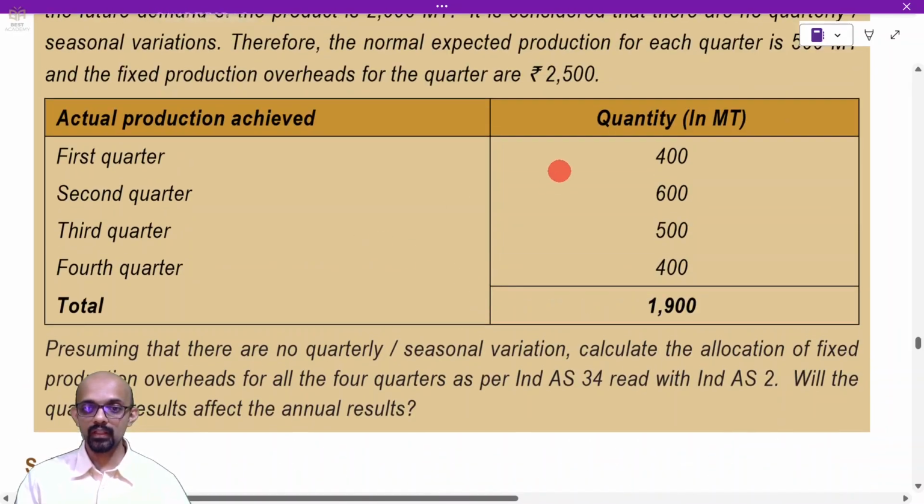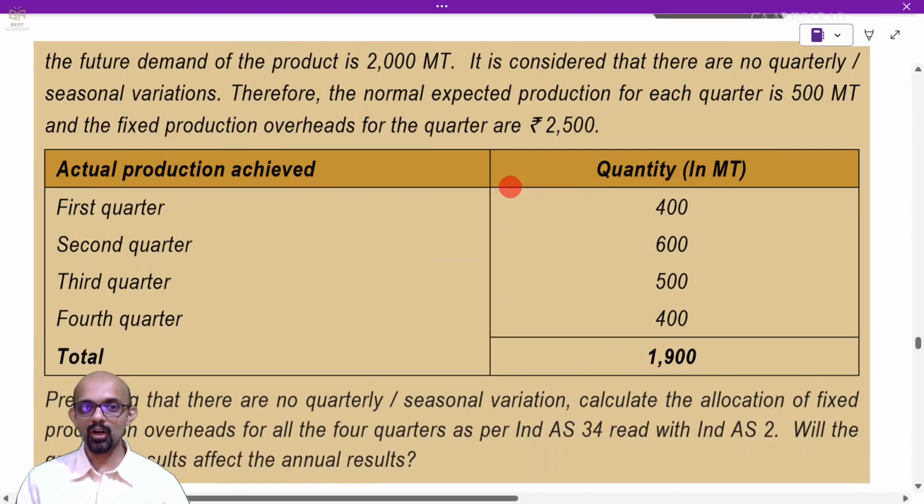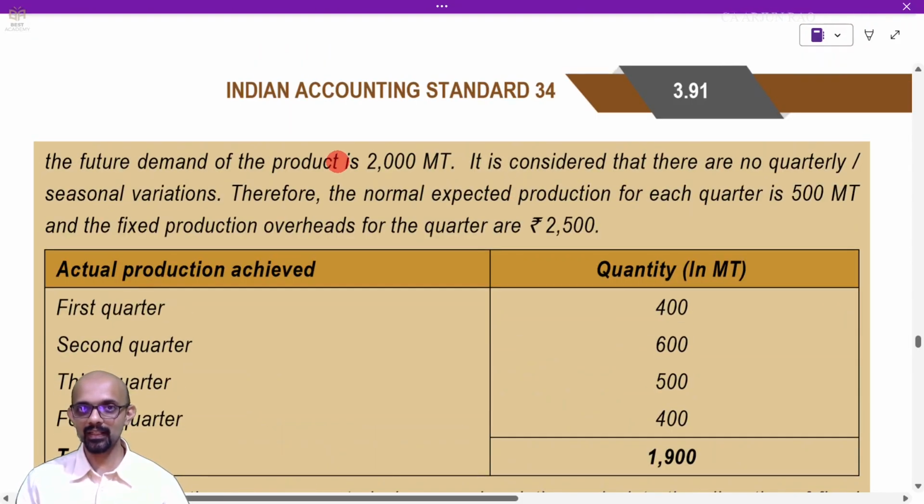Of course, if this data related to years, let's say expected production is 500, first year 400, second year 600, so in the second year actual production is more than normal, then we would have to adjust the absorption rate. But this is not yearly data, this is quarterly data. For the year there is no change. Expected production is 2000 tons only, and normal is also 2000. No change in absorption rate while preparing interim financial statements.